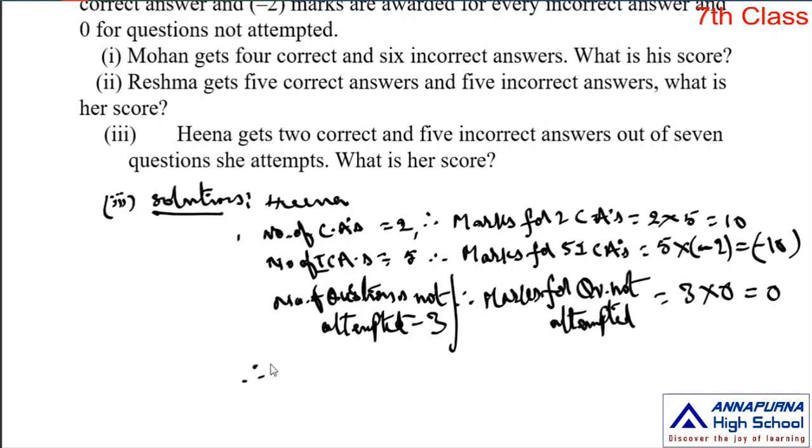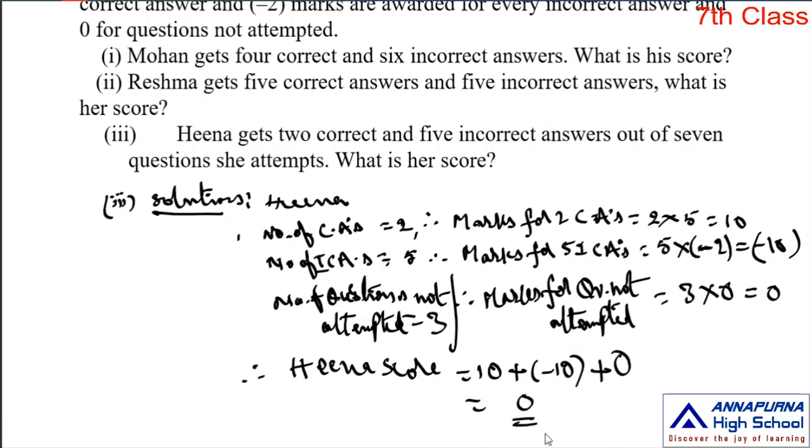Therefore what is Hina's score? Hina's score is equal to marks for correct answers, 10, plus marks for incorrect answers, minus 10, plus questions not attempted, 0. Therefore 10 plus of minus 10. So addition of 2 integers of different signs: we subtract them as whole numbers. 10 minus 10, 0. 0 plus 0, 0. Therefore this is Hina's score.